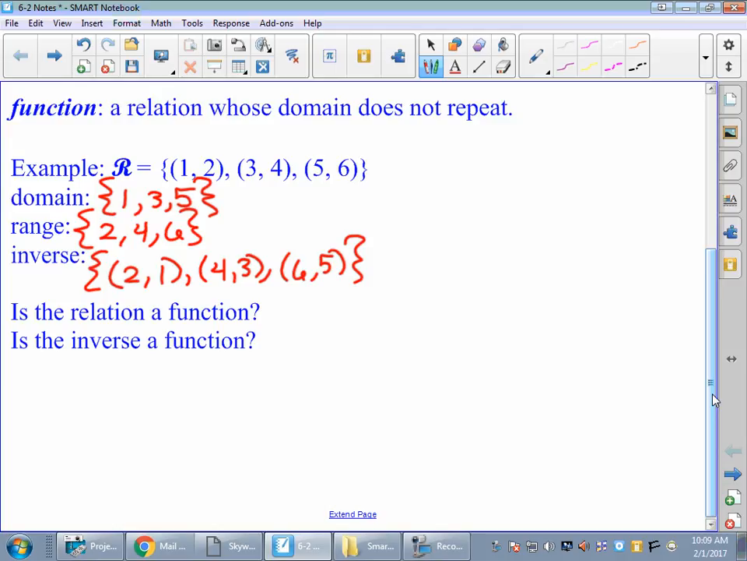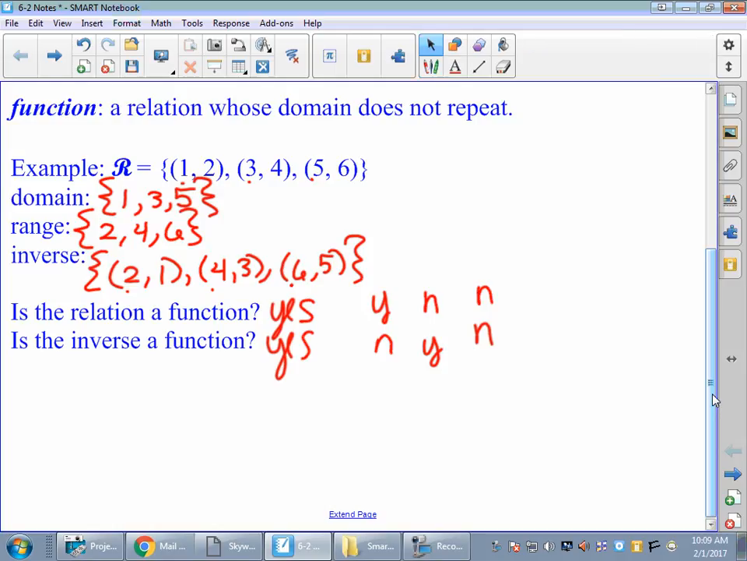Below I asked the question, is the relation a function? The answer is yes, because the domain did not repeat. There was a separate domain for each range. And is the inverse a function? And the answer here is yes, because the domain of the inverse did not repeat, which is really the range of the original relation. Those 2 things, you could have yes, yes, you could have yes, no, you could have no, yes, you could have no and no. They're completely independent from each other. It just has to depend on, does the domain repeat or does the range repeat, whether or not it's a function or if the inverse is a function.